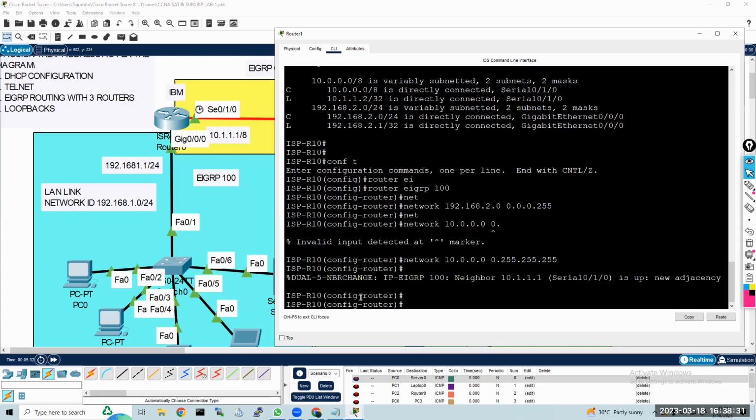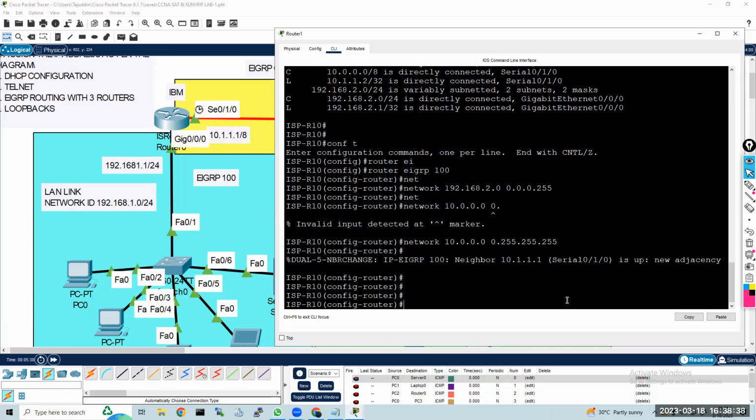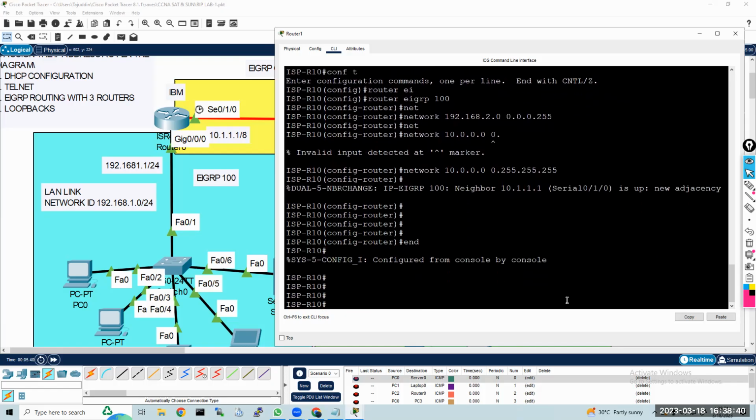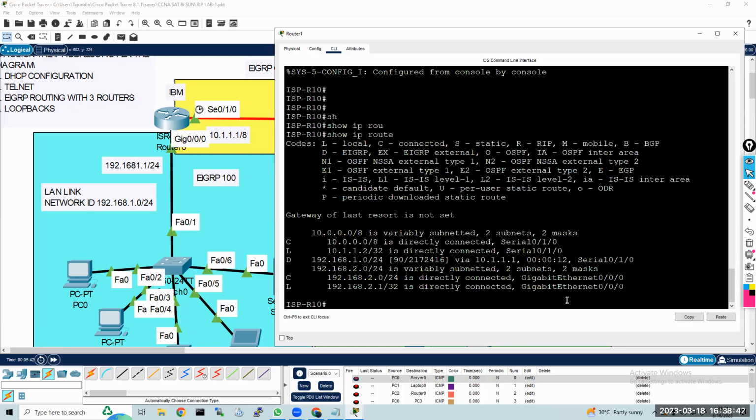As we can see, EIGRP 100 neighborship, a new adjacency, has been formed. Type show ip route. We can see D, right? D means EIGRP. One network has been learned.